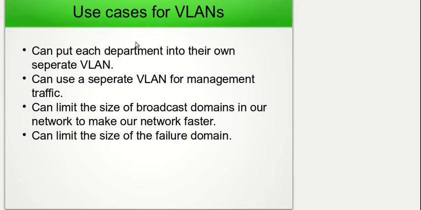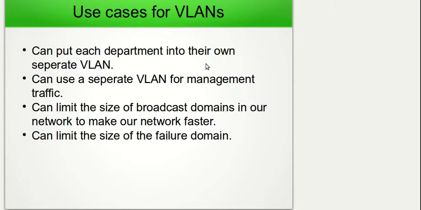So let's look at some use cases for VLANs. Normally, each department would be in their own VLAN. This is done for security reasons. We don't want hosts from the sales department being able to access resources in the IT department, or vice versa. We want them to each be on a separate network.